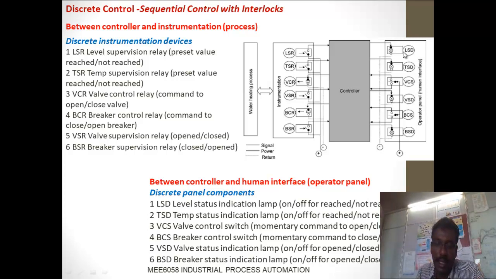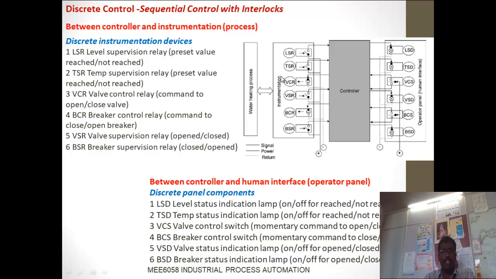It says LSD, level status indication lamp; temperature status lamp; then the valve control switch lamp, valve control switch status. Okay. And finally, coming to valve suppression status, VSD, valve status indication lamp, and BCS, brake control switch indication lamp, and breaker suppression lamp, breaker status indication lamp. Okay, so these are the circuits.